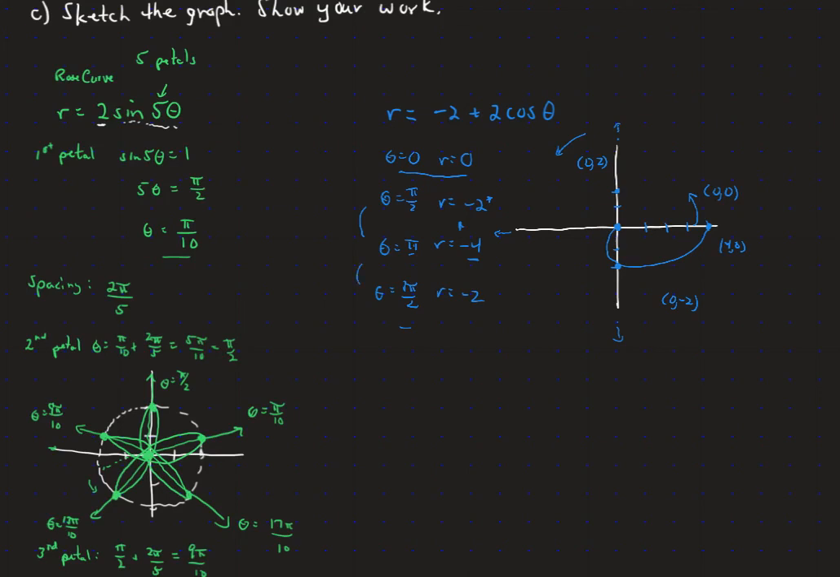As we work our way from pi to 3 pi over 2, we're sweeping through here, but again we have negative r values, which are shooting us through the pole into quadrant 1, and we're going to connect to this point. And finally, going back to 2 pi, our angle is going from 3 pi over 2 to 2 pi, but the r values are negative, which are going to shoot us back through the pole into quadrant 2, and this is, in fact, a cardioid. That's about as tough a graph as you can get with limacons. All right, very good.